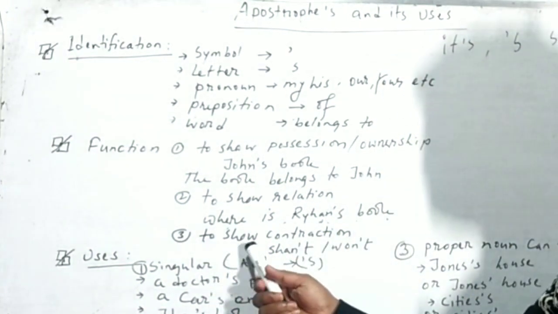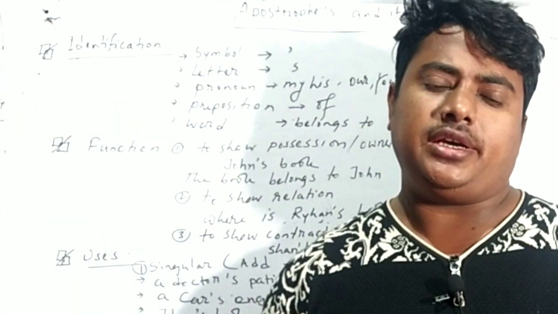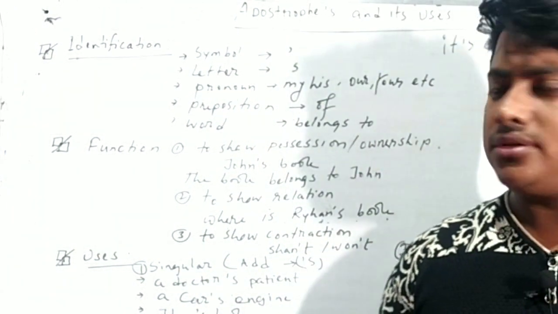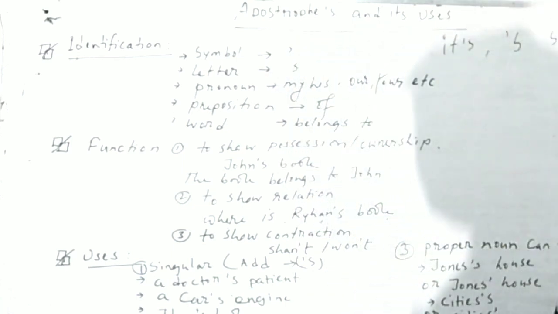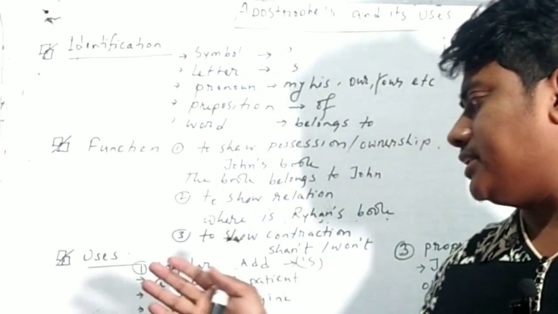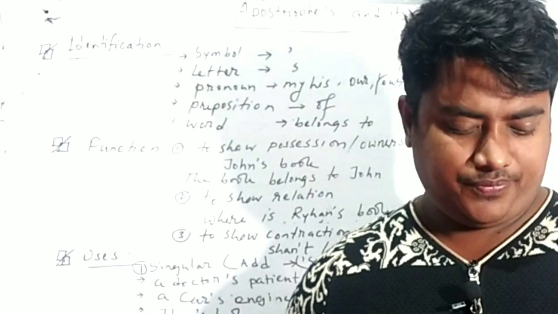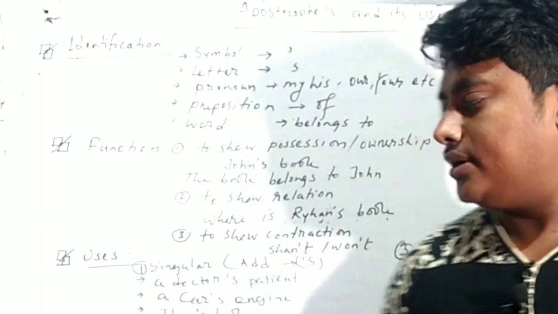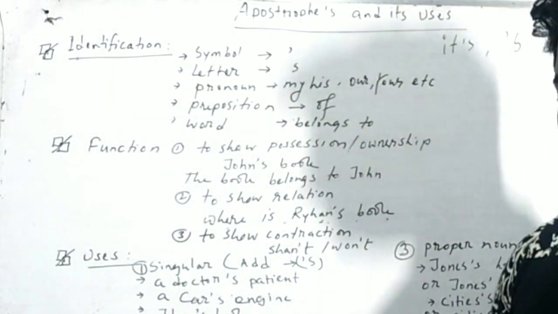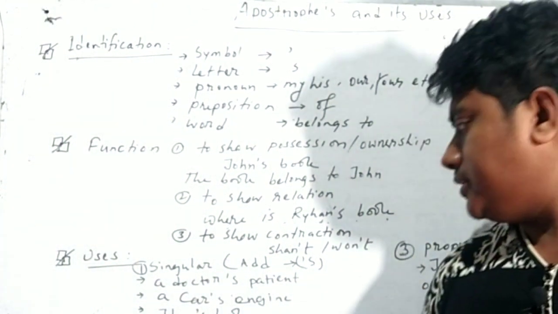Then the third thing is to show contractions: shan't, won't, couldn't, didn't, haven't, ain't, aren't. To make contractions we use apostrophe. However, the nature of apostrophe in grammar: apostrophe is used in singular, sometimes in plural. It has differences, and we feel some confusion in some cases. So by showing examples, I hope you can remove your confusions on apostrophe and its uses.